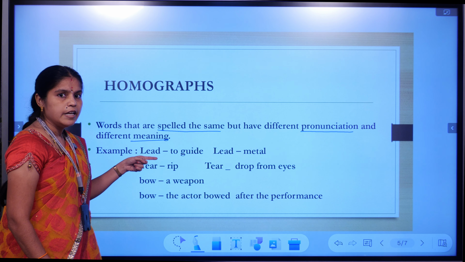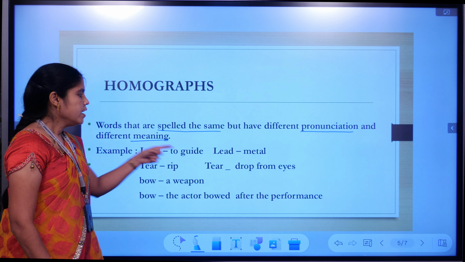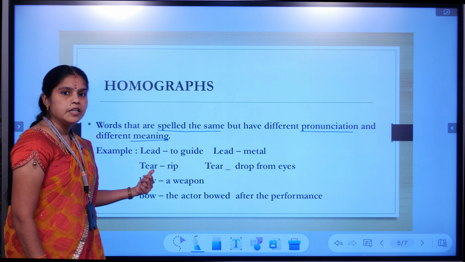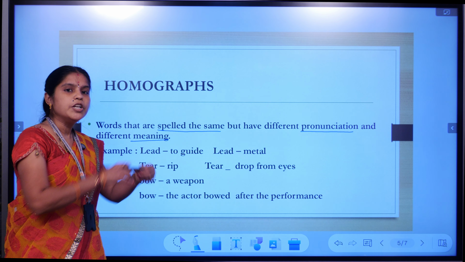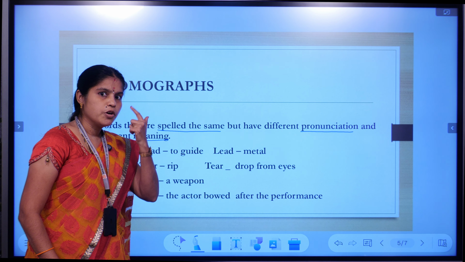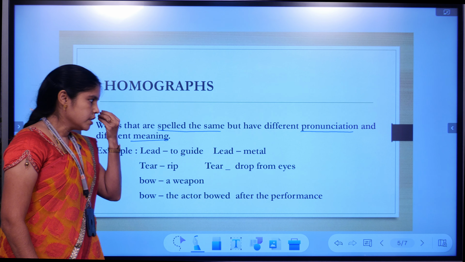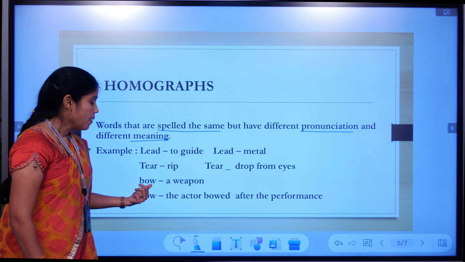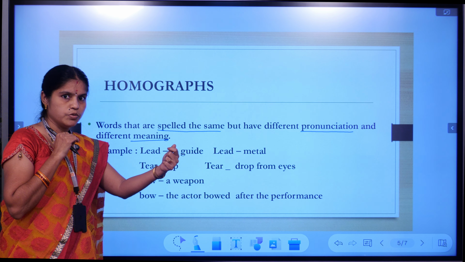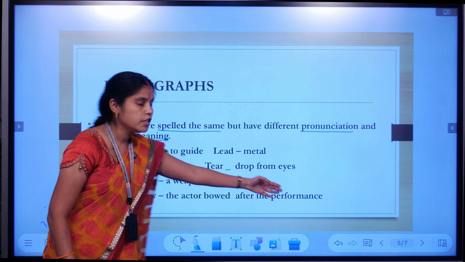Lead, L-E-A-D, lead, to guide. The leader will lead the team. Next, lead, one of the metals. Next, tear, T-E-A-R. Tear means to tear a piece of paper and give it to me. Tear, a drop from your eyes. When you are hurt or when you are so happy, tears come out of your eyes. Next, bow, bow and arrow. Lord Rama used to use a bow and arrow. Bow also means bending. The actor bowed after the performance.